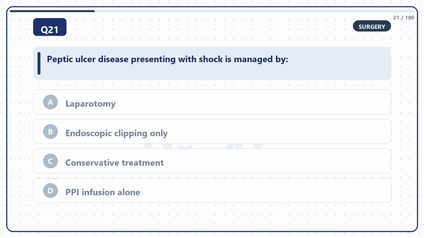Question 21. Peptic ulcer disease presenting with shock is managed by option A. Laparotomy. Option B. Endoscopic clipping only. Option C. Conservative treatment. Option D. PPI infusion alone.